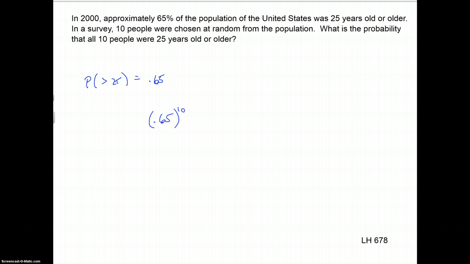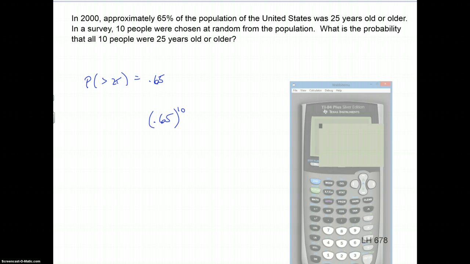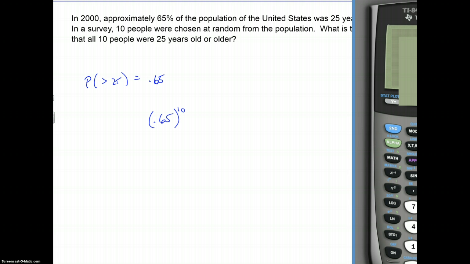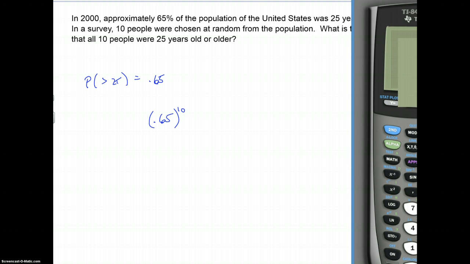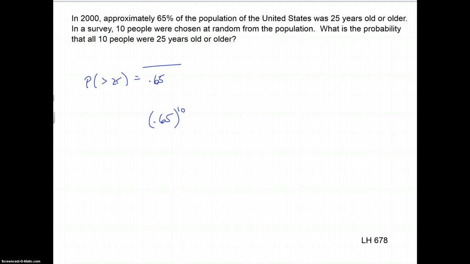And I don't have that handy. I'm just going to see if I can launch the calculator. Let's see if this works. My calculator is a little messed up. It is not working. Not sure what's going on there. So we'd have to multiply 0.65 to the 10th, whatever that is. Do that on the calculator, and that is going to give you your answer. Sorry, I don't have that for you.